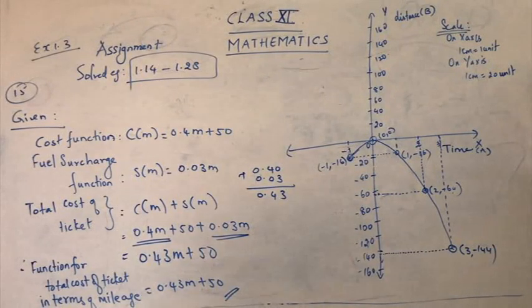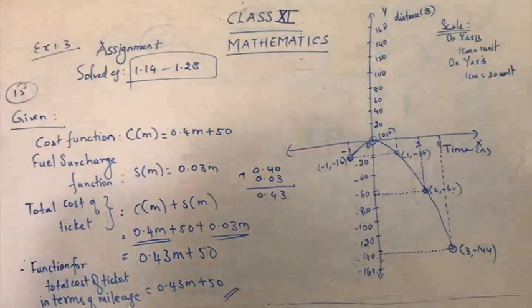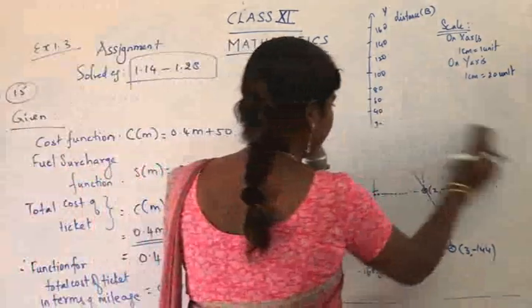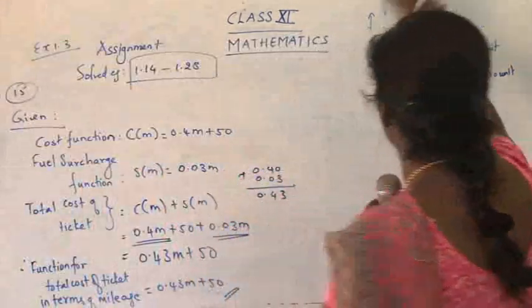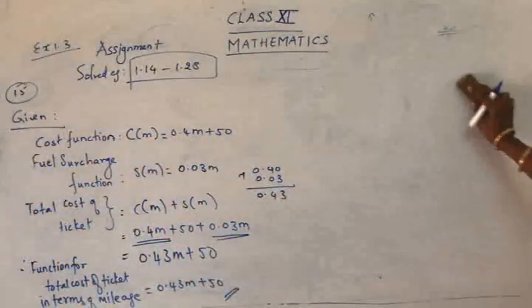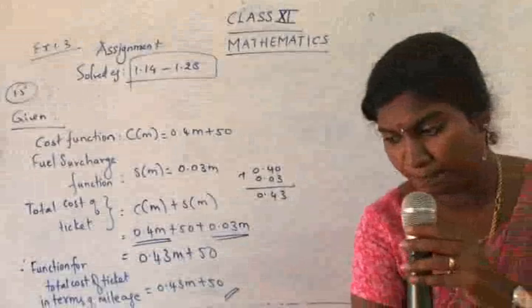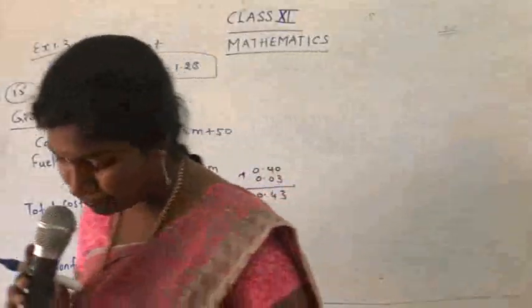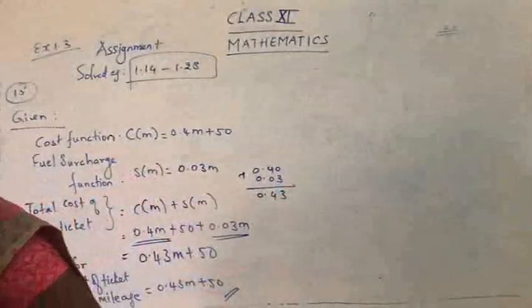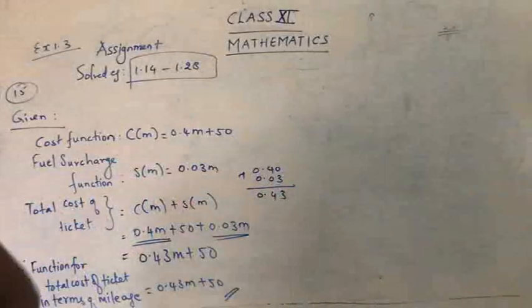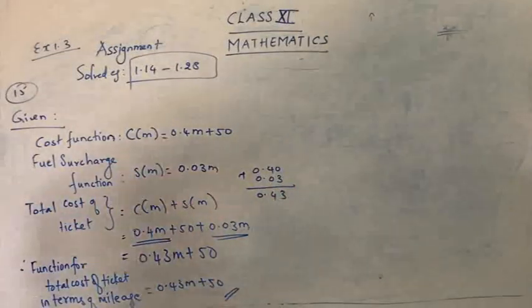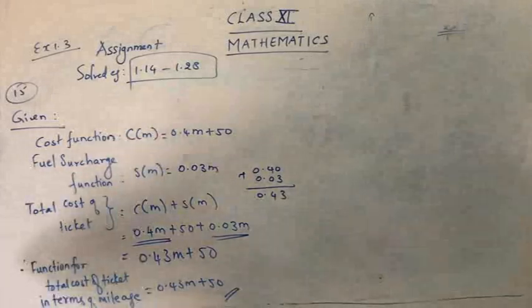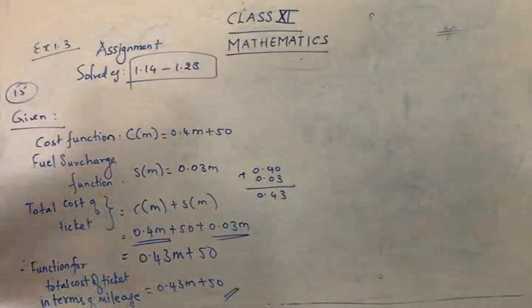I'll rub the graph part. I hope you would have taken it. Sufficient time was given for writing the graph. Now one more part is left out. They are also asking you to find out the airfare for flying 1600 miles. So what is the miles he is going to fly? 1600 miles.